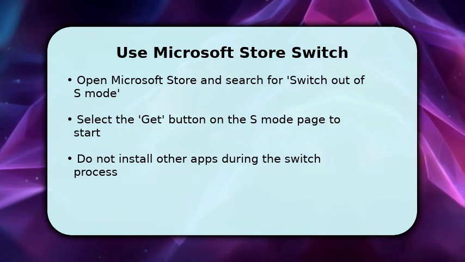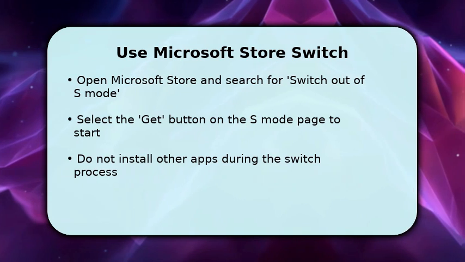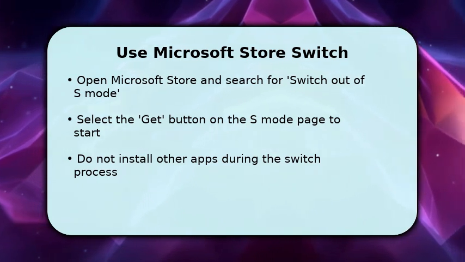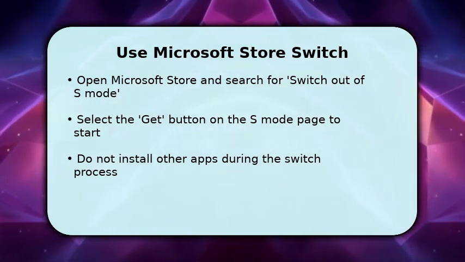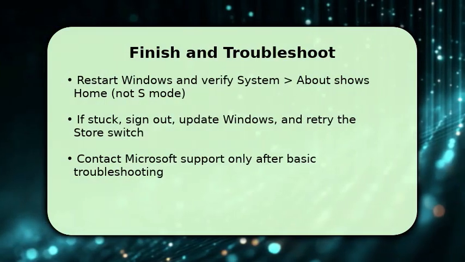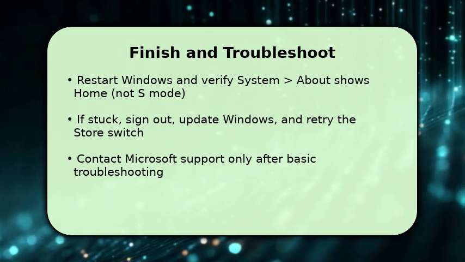Wait patiently as the store processes the change. Do not attempt to install or update other apps while this finishes. After the store confirms, Windows is out of S mode and ready for regular apps. You complete the process by restarting the PC and verifying Settings, System, About shows Windows 10 Home without S mode.